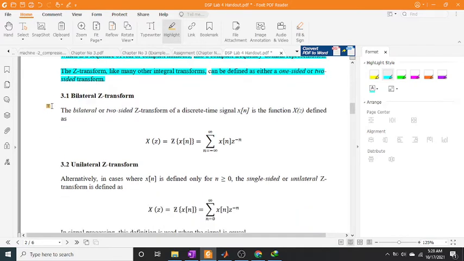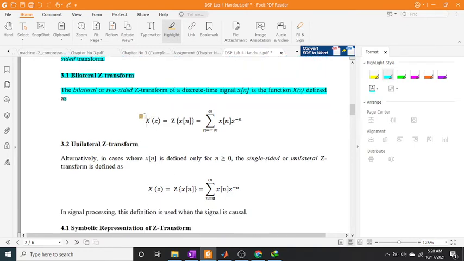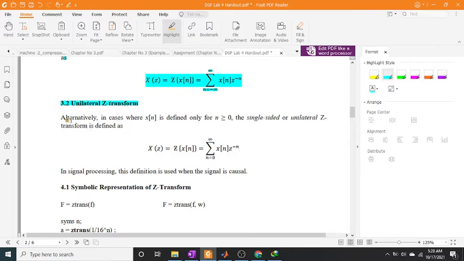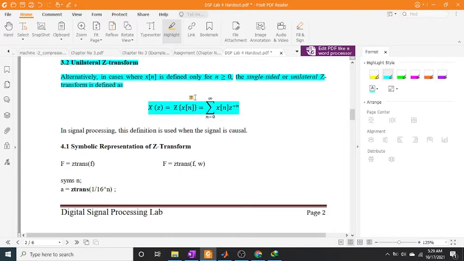3.1 Bilateral Z-transform. The bilateral or two-sided Z-transform of a discrete time signal x[n] is the function X(z), defined as X(z) equals the sum from n equals minus infinity to infinity. 3.2 Unilateral Z-transform. Alternatively, in cases where x[n] is defined only for n greater than or equal to 0, the single-sided or unilateral transform is defined as X(z) equals the sum from n equals 0 to infinity. In signal processing, this definition is used when the signal is causal.